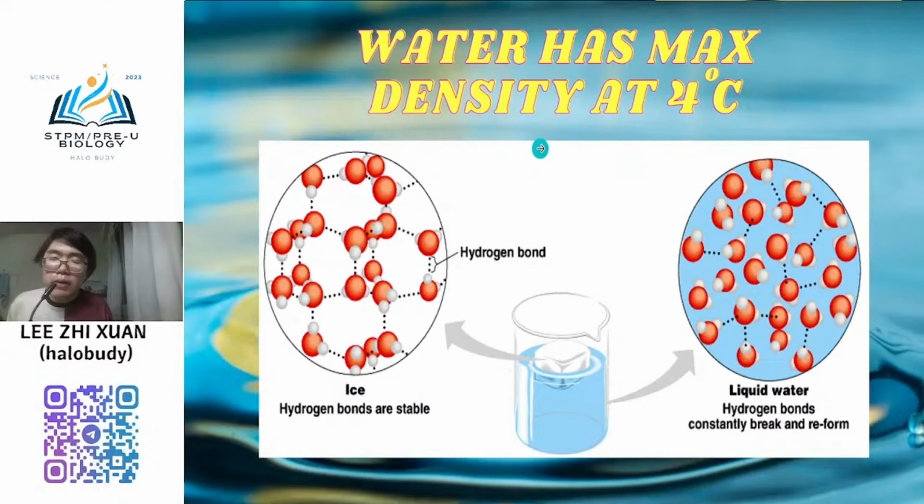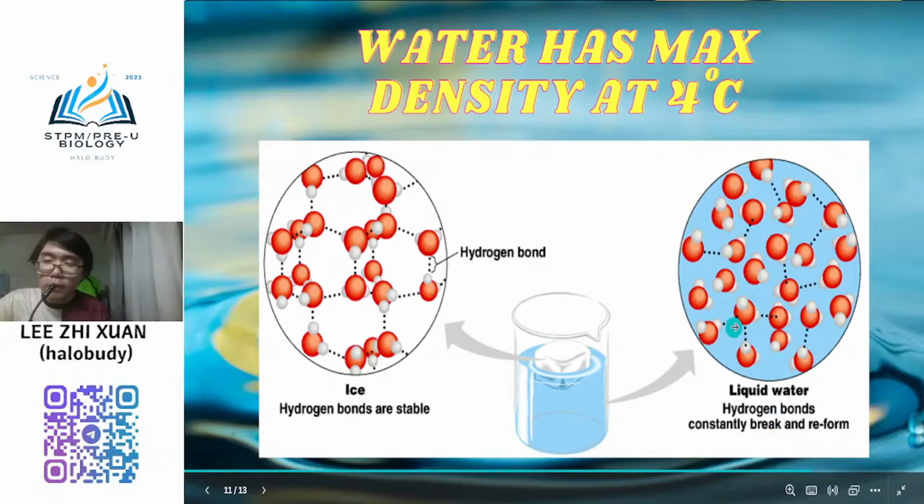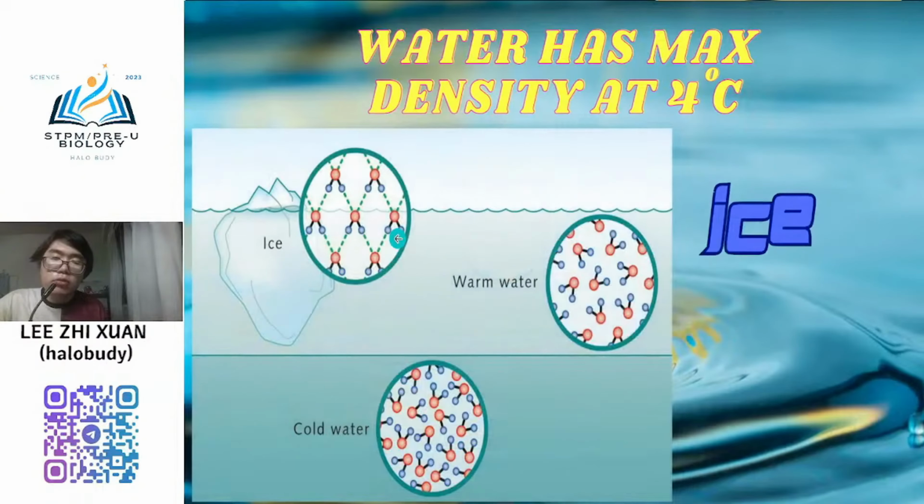The density is maximum at 4, not lower. Once it becomes ice, it means the temperature has decreased below 0. Now, if you want the maximum density, it is at 4. And compared to liquid, the hydrogen bonds will constantly break and reform. So yeah, this one is what you need to learn.